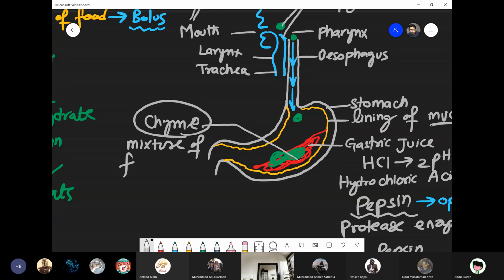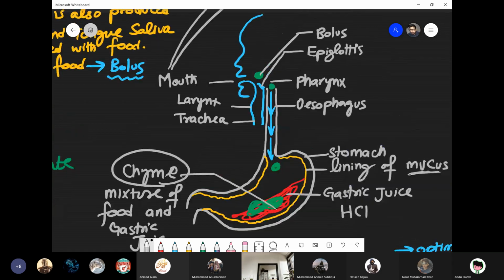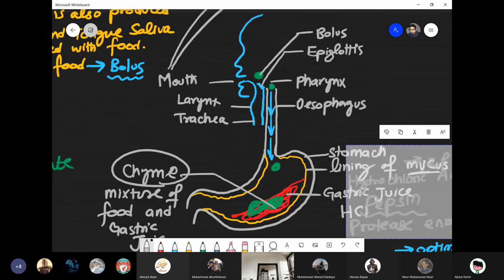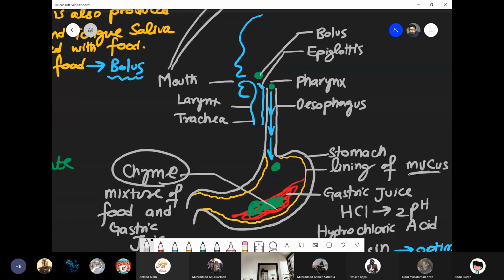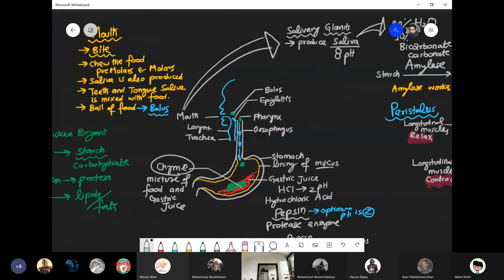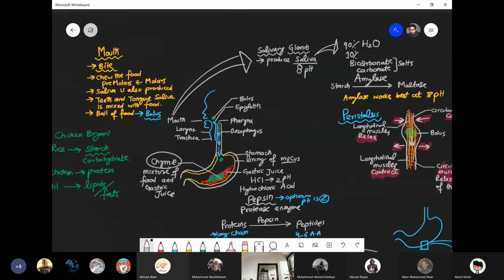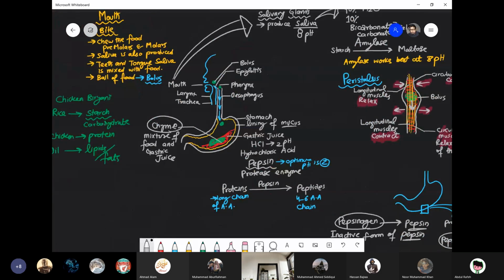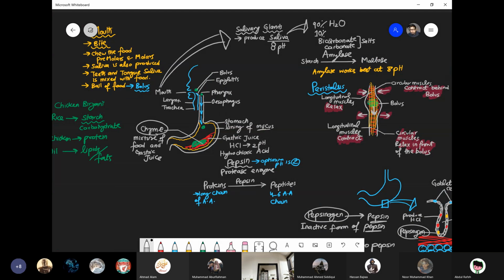A mixture of food and gastric juice. Understood, everyone? Yes, sir. So this is how this chyme will be made.